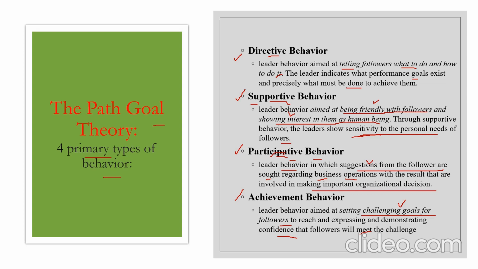The leader cannot simply pick any style, directive, supportive, participative, or achievement-oriented, but the leader must look at the situation of employees first. So what are the situations of employees? Same thing, the employee's ability, the employee's experience, knowledge, and skills. Leader akan tengok situasi ini dulu of the employees. If employees have very low skills and low knowledge and experience, the leader will use directive behavior.